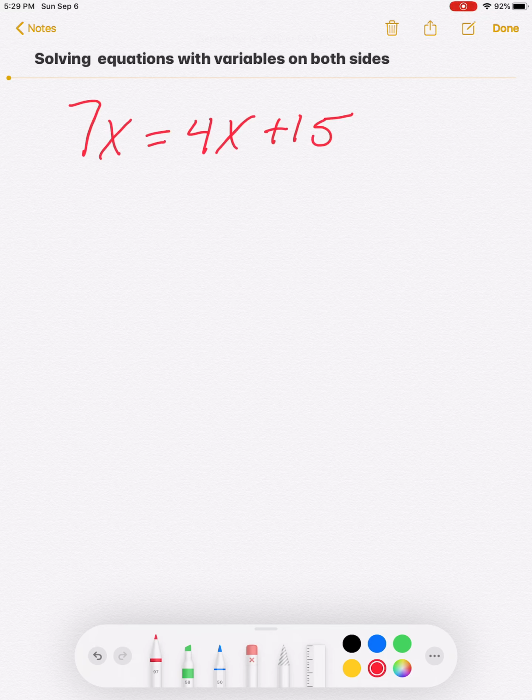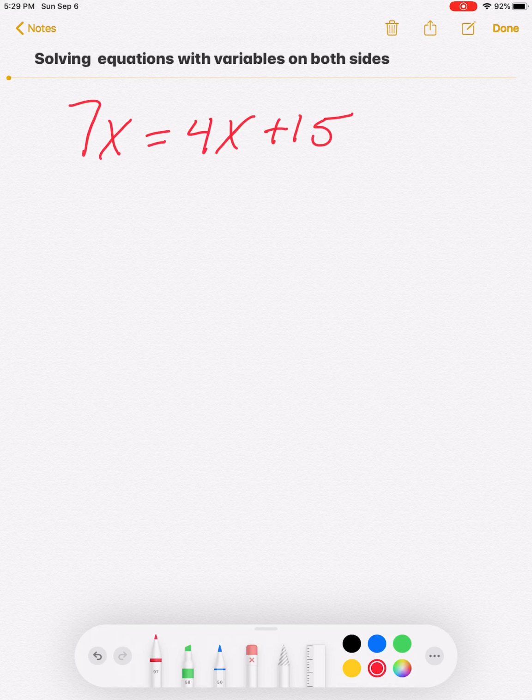When we left off, we were solving one and two step equations. So now we're going to pick up with equations with a variable on both sides. So we have an example here, 7x equals 4x plus 15.